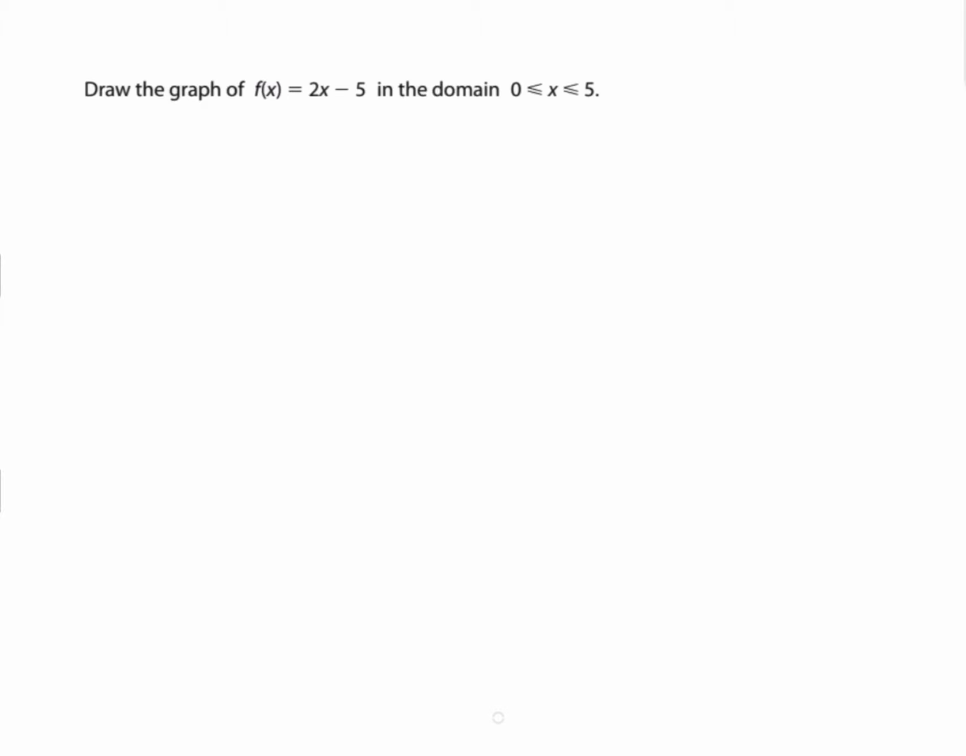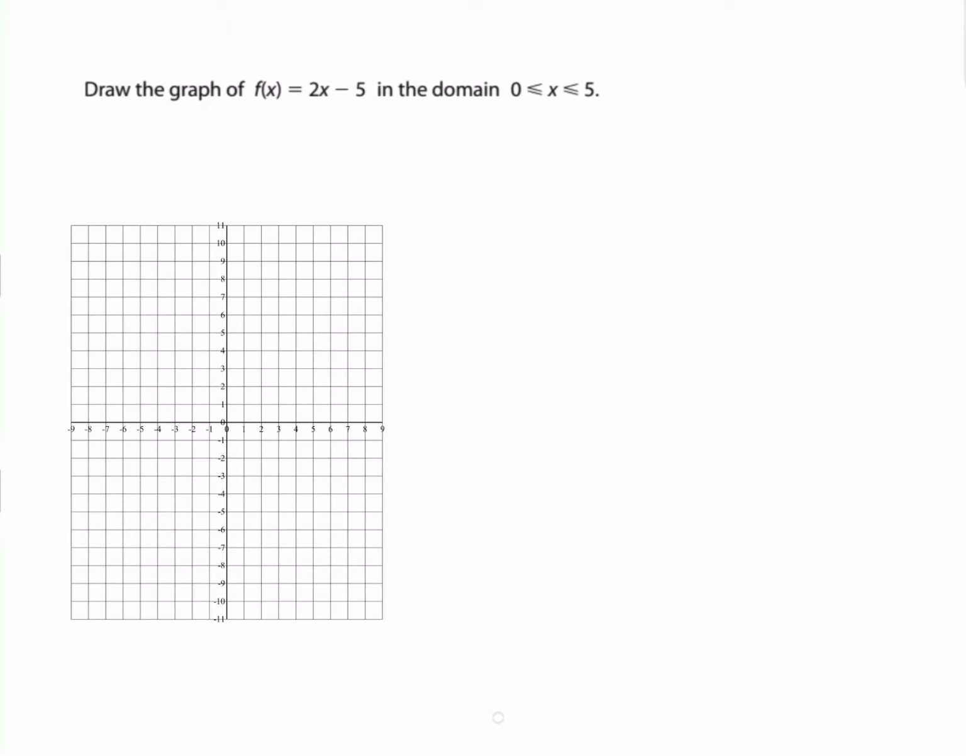So here's another question. And here is the XY axis. And sometimes they will have questions that look like this, okay? Draw the graph, and here's the function. Draw the graph of the function, and here's the function. In the domain 0 to x to 5, okay.